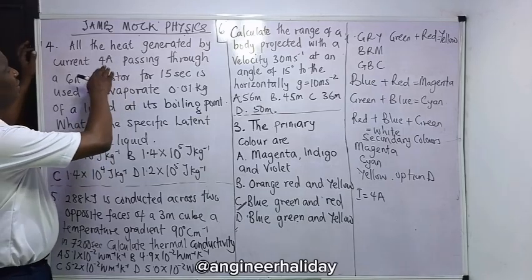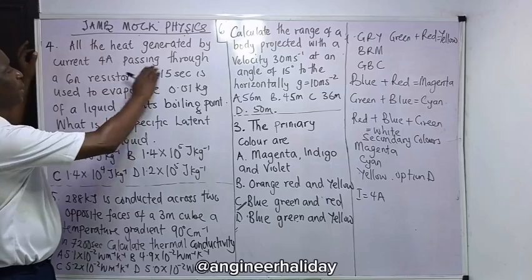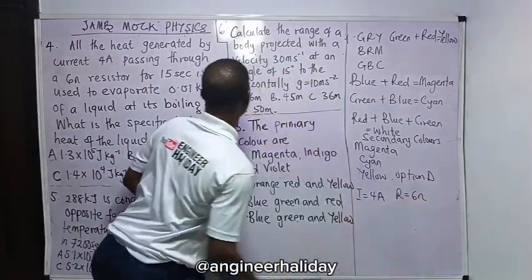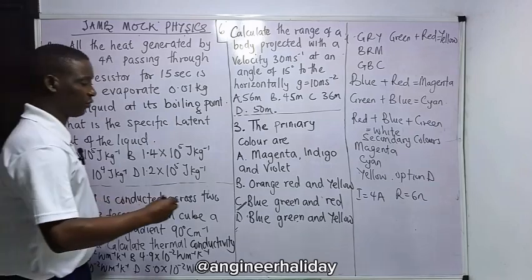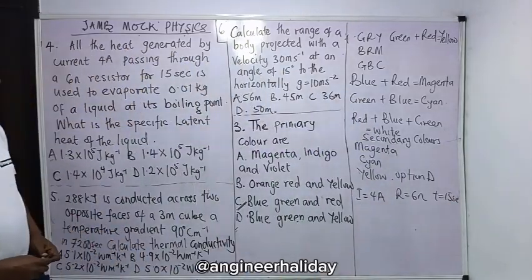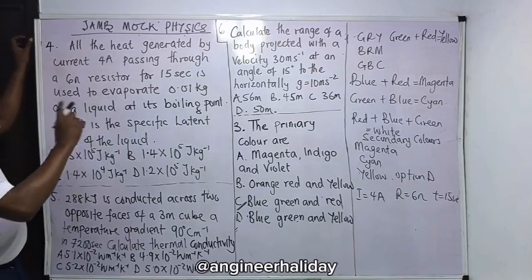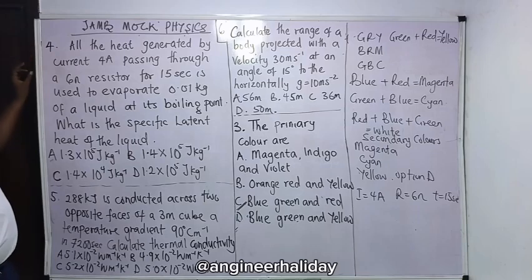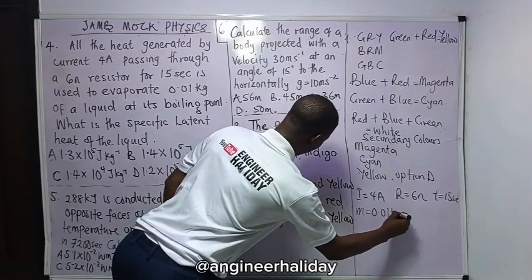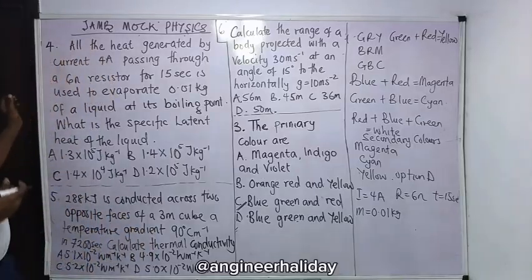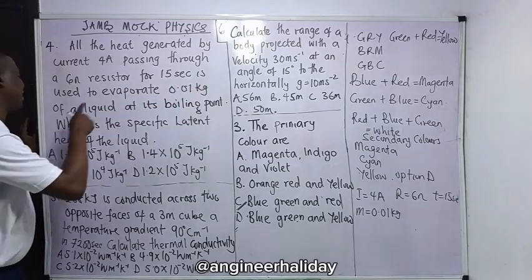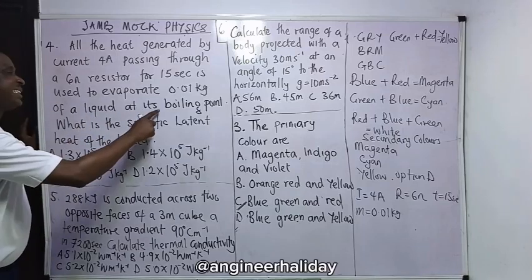Now let's go with that. It says all the heat generated by current 4 ampere passing through a 6 ohm resistor. So the resistor is what? 6 ohms. For 15 seconds. That means time is 15 seconds. Now what we should find is that the heat for 15 seconds is used to evaporate 0.01 kilogram. The mass to evaporate. To evaporate means to give it a latent heat of vaporization of 0.01 kilogram of liquid at its boiling point.